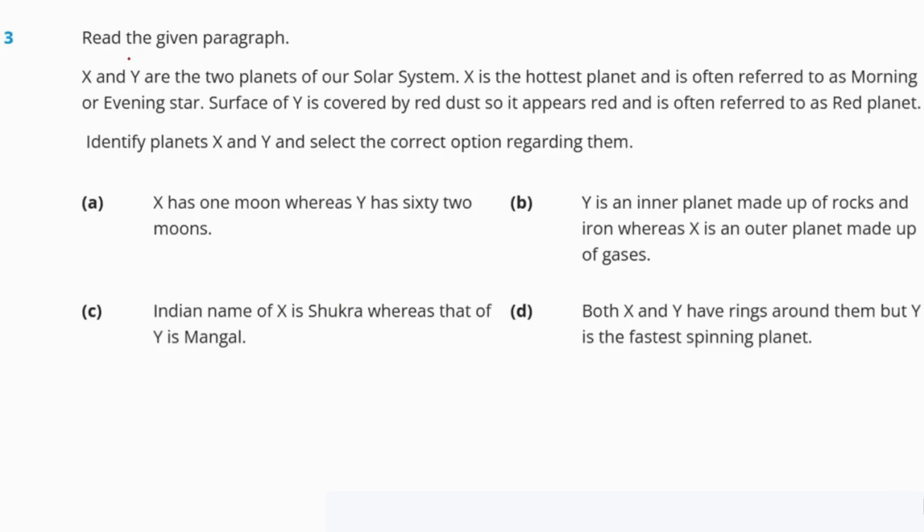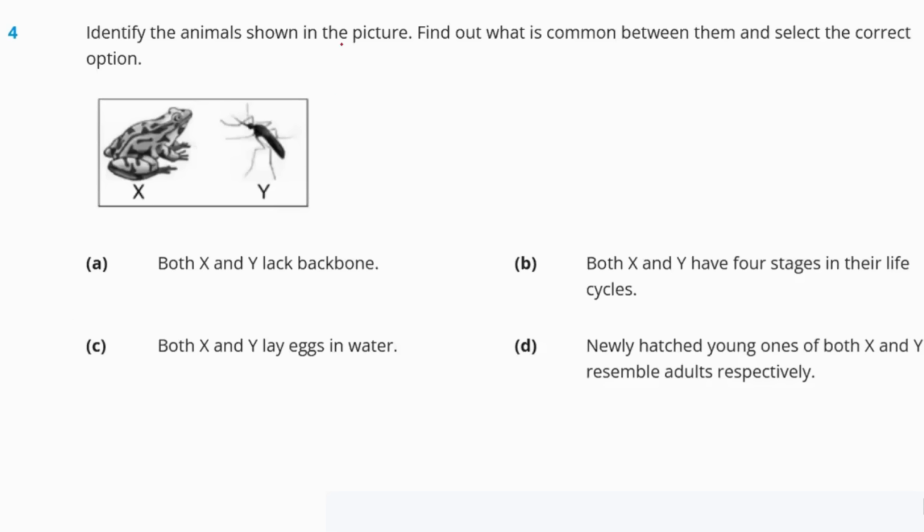Question number 3, read the given paragraph. X and Y are 2 planets of our solar system. X is the hottest planet and is referred to as the morning star or evening star. The surface of Y is covered by red dust, so it appears red and is often referred to as the red planet. We need to identify X and Y and select the correct option. So students, X is Venus, right? And Y is Mars, right? X has 1 moon, whereas Y has 62 moons? No. Y is an inner planet and X is an outer planet? No. The Indian name of X is Shukra and that of Y is Mangal. Correct option.